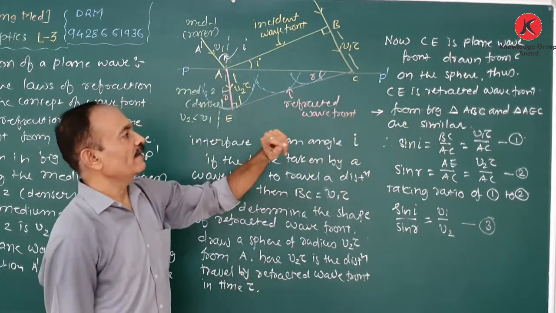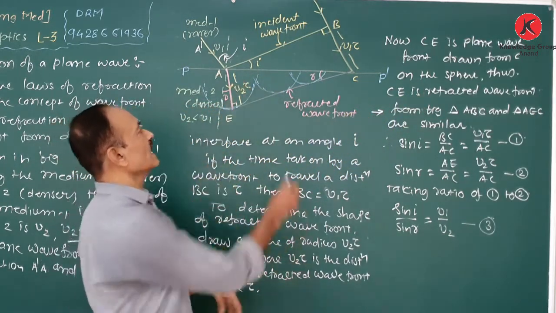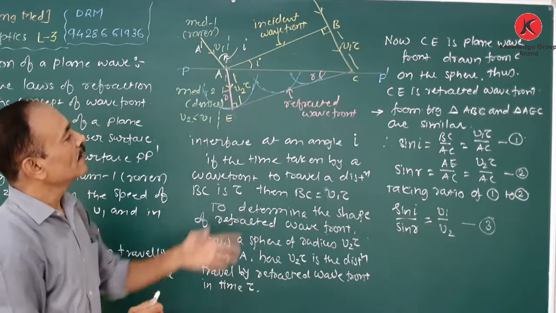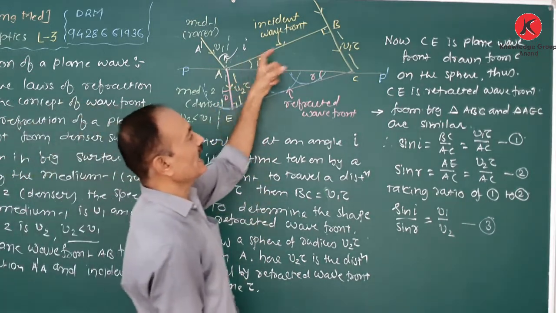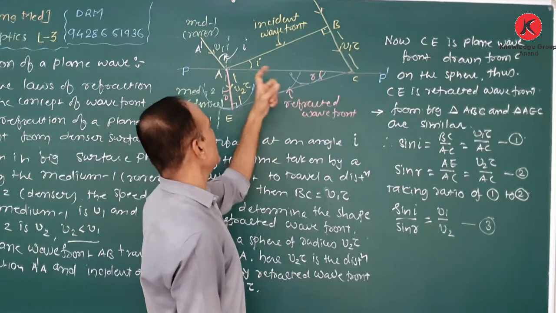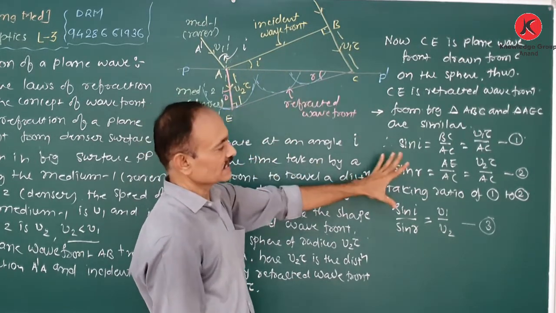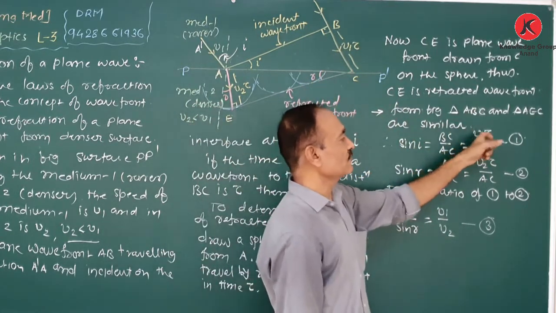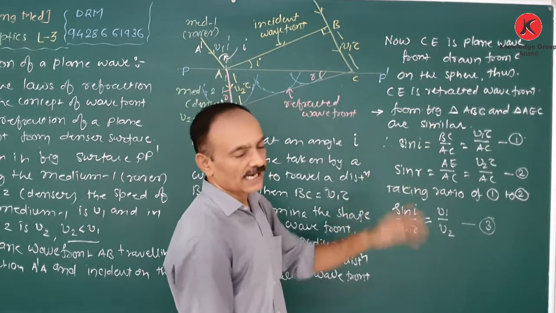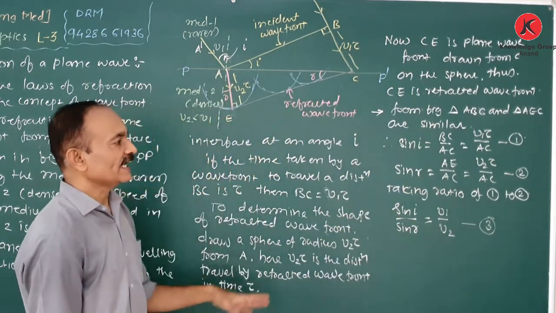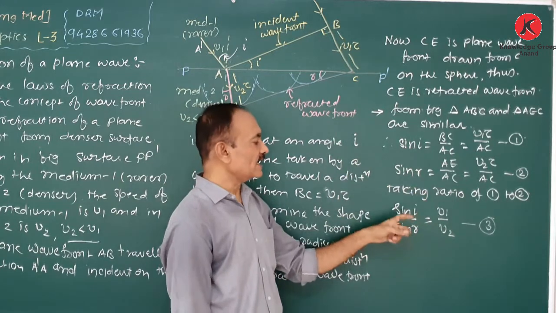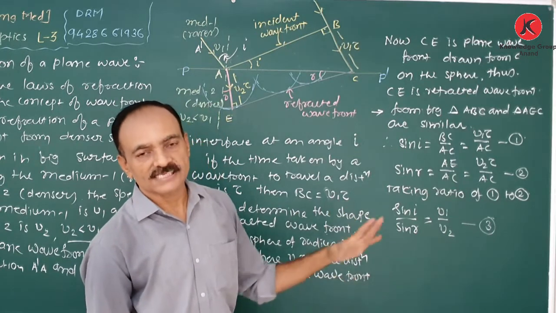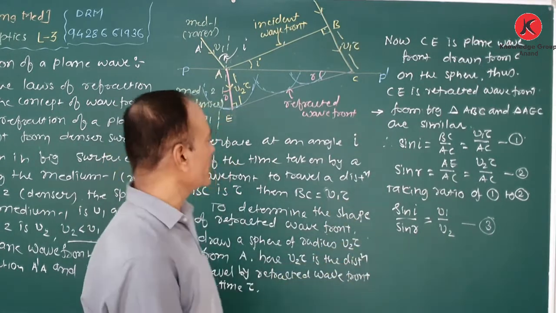CE is the refracted wave front, and from the figure, these two triangles ABC and AEC are both right angle triangles, both similar. Therefore, sin I is BC upon AC and sin R is equal to AE upon AC. Now, BC is equal to V1 into tau. Therefore, sin I is equal to V1 tau upon AC and sin R is equal to V2 tau upon AC. Taking the ratio of these two equations, we obtain sin I upon sin R is equal to V1 upon V2. So that is our equation 3. Clear? Okay.